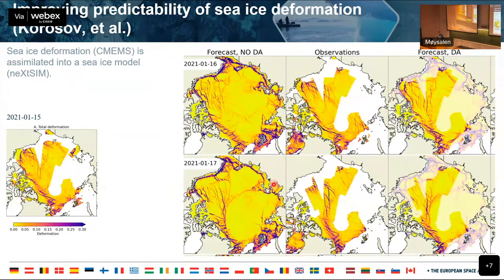So here we have a forecasted total deformation without data assimilation. And here we have a forecast with assimilation. So these observations were on 15 January, and these are observations on 16 and 17, so 1 and 2 days after assimilation. And then we can see that the observations match with the forecast better than with the forecast without data assimilation. So SAR-derived ice drift can improve forecasts of sea ice deformation.